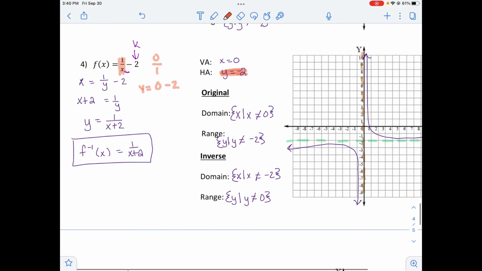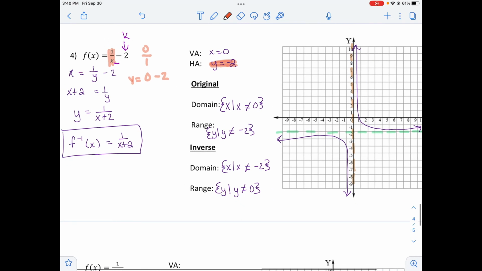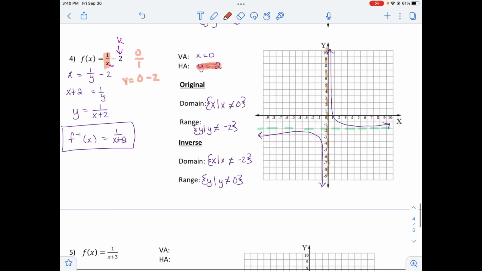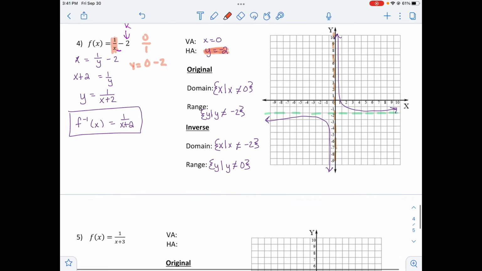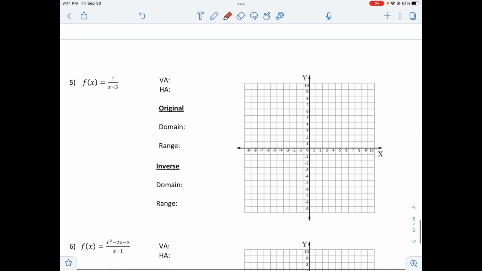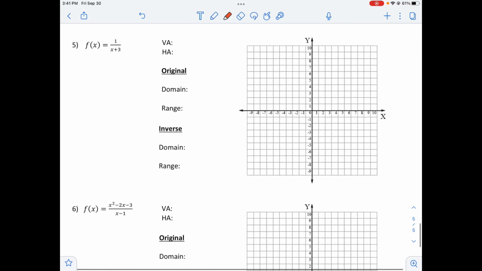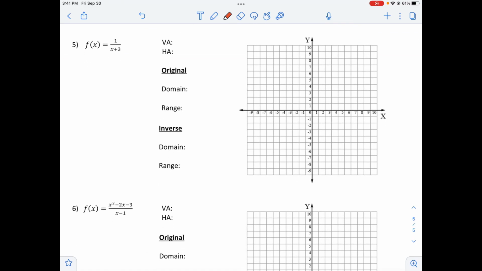So when you found your inverse, hopefully you did that correctly with your algebra, and then you graphed and found your domain and your inverse domain and range as well. Okay. All right, we're going to look at number 5 and number 6. Now, number 5 is not a toughie. It's the same kind of deal. We can kind of look at this. I just want to look at it a little bit different.